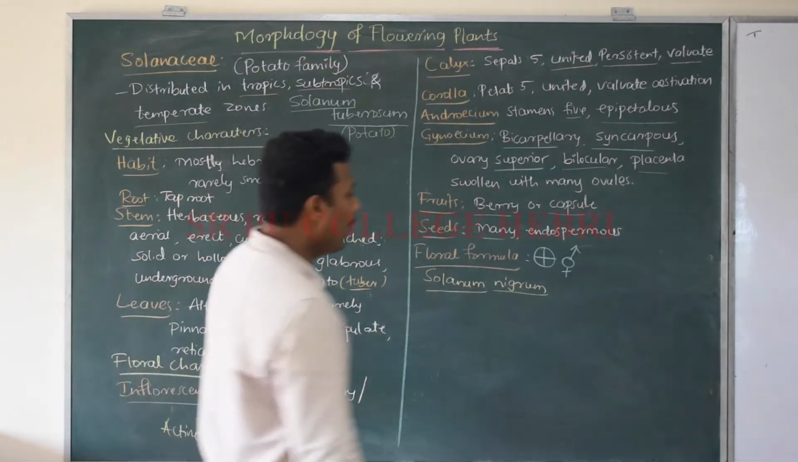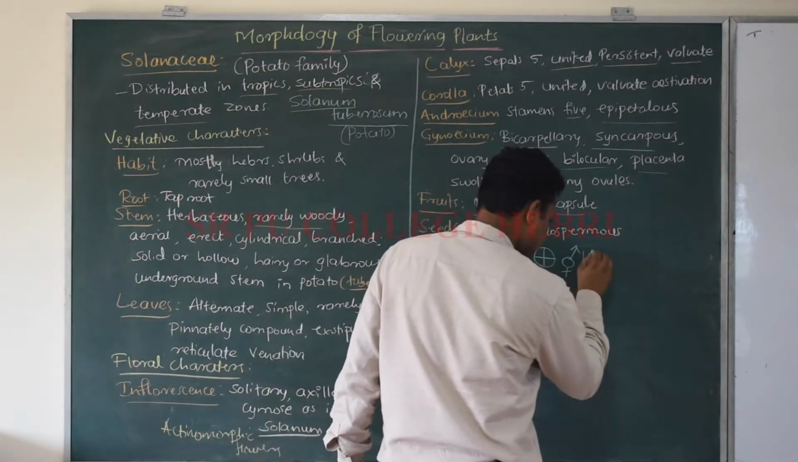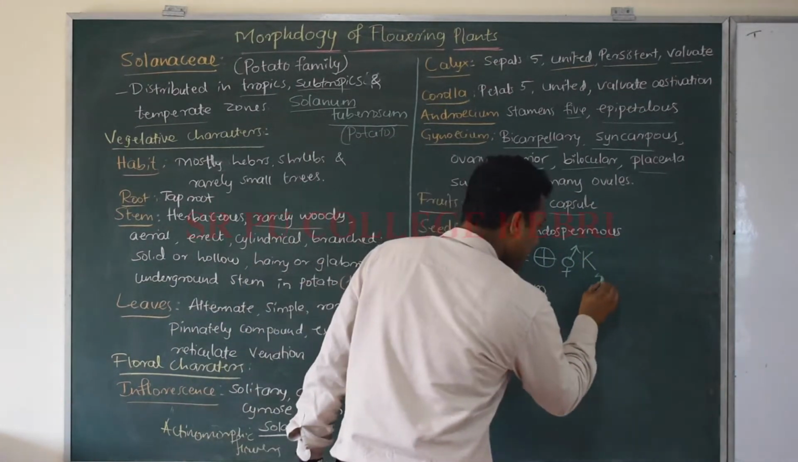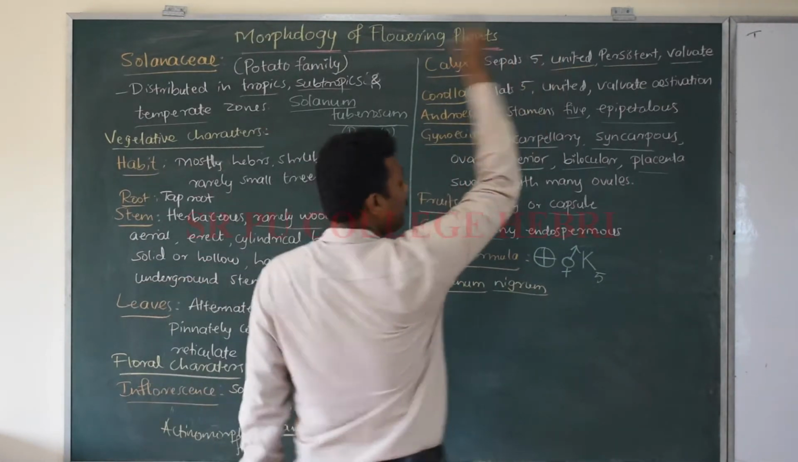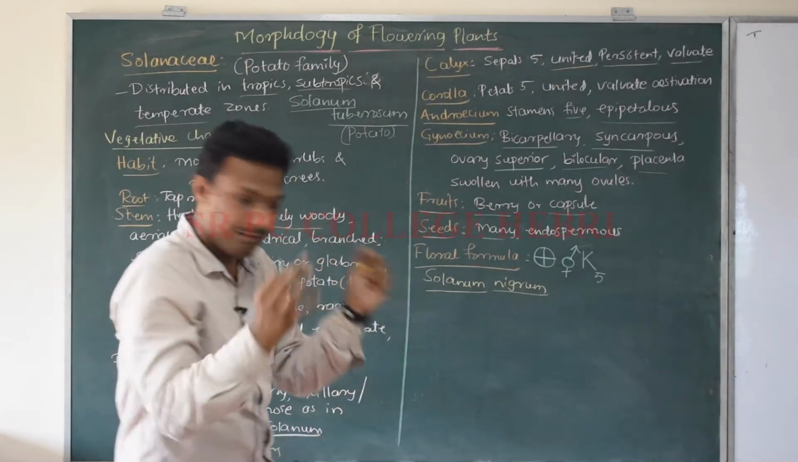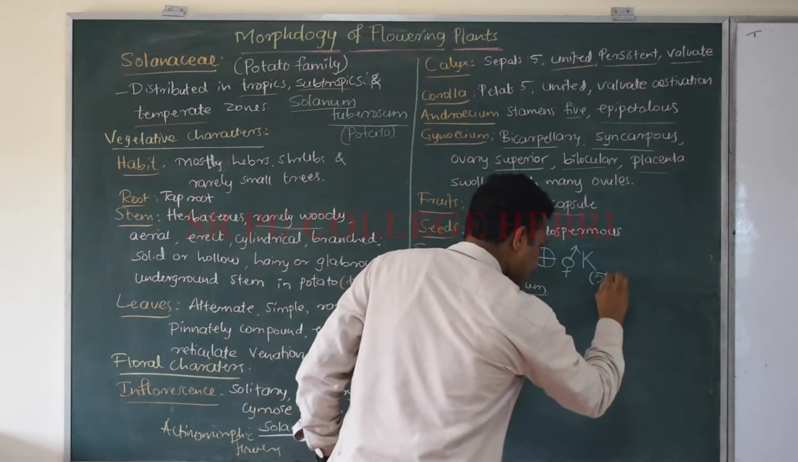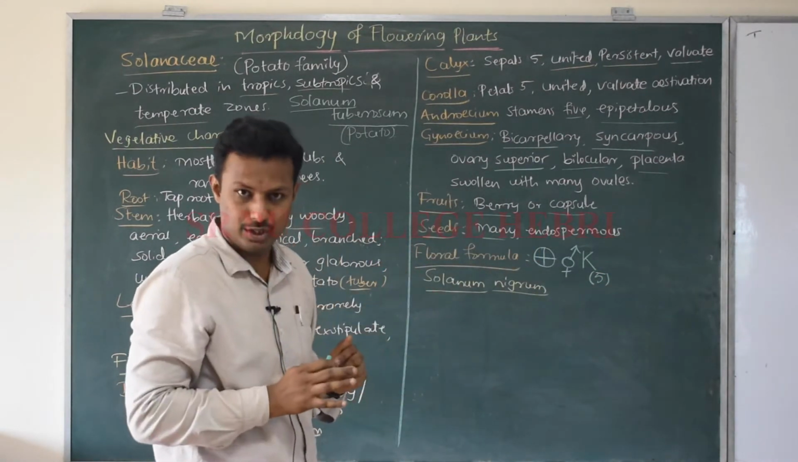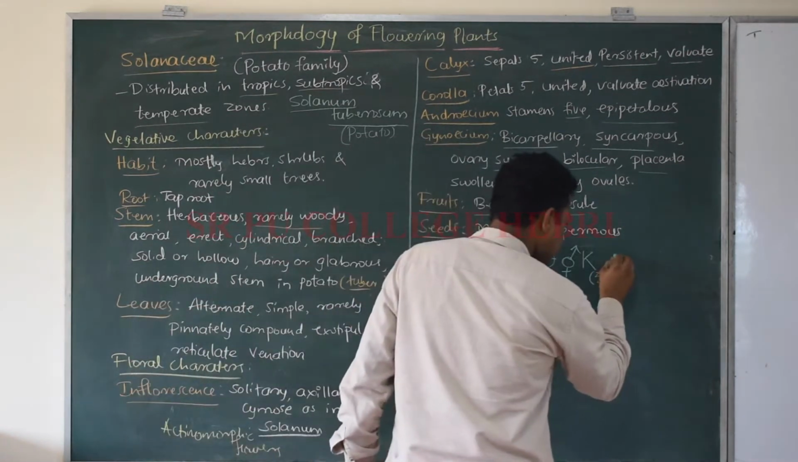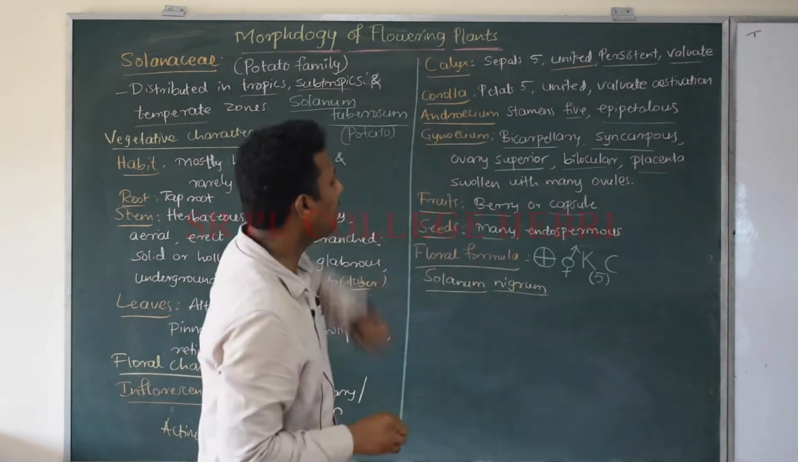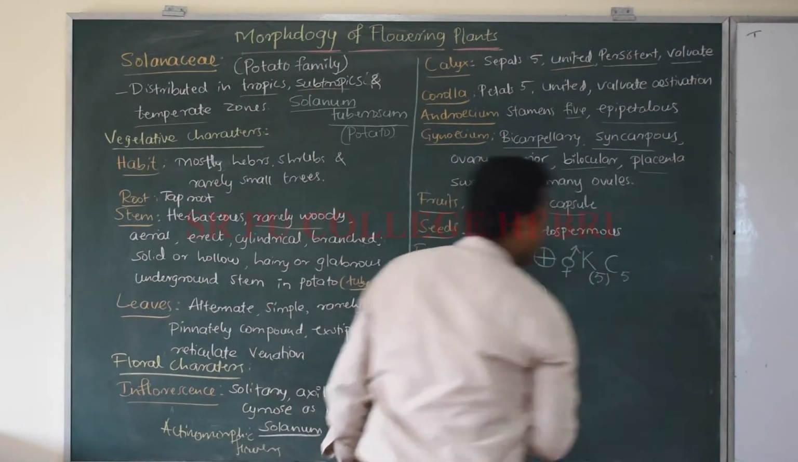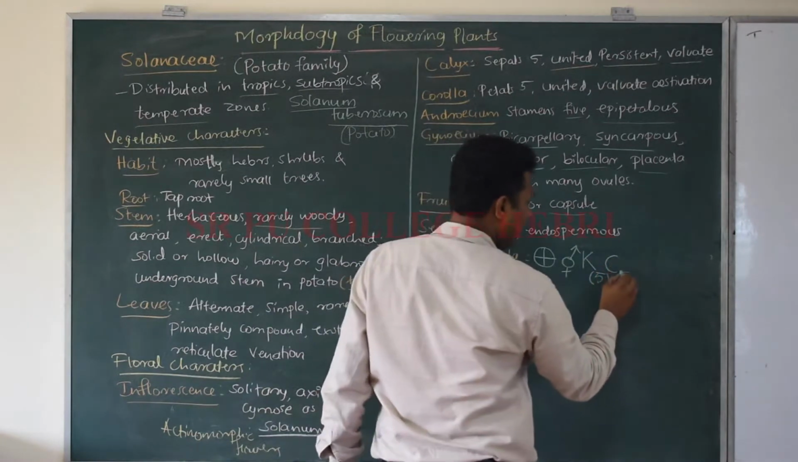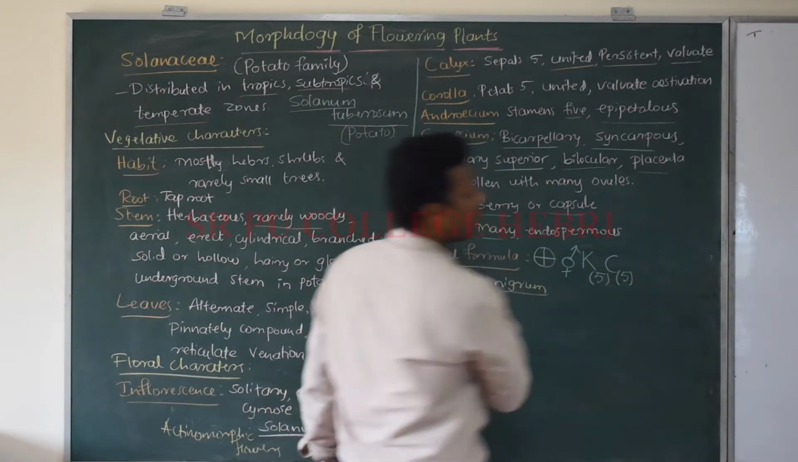Then calyx, how many are there? Calyx is present, that is why you write K. How many are there? 5 are there. Whether they are free or fused? See here, united calyx, that means they are all fused. That is why you bracket this 5 to show the gamosepalous condition. And how many corolla are there? 5 are there. You write 5. Whether they are fused or free, they are also fused. That is a gamopetalous condition. That is why you bracket this one also.